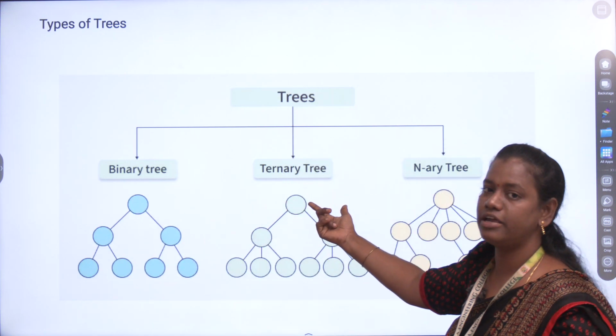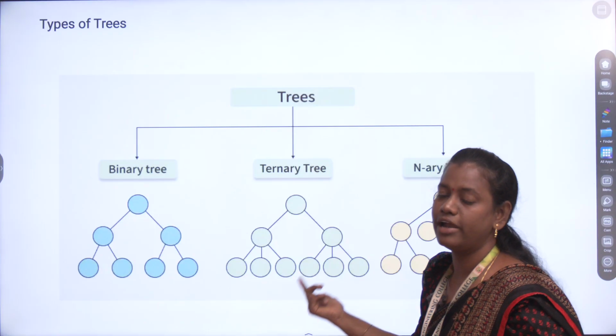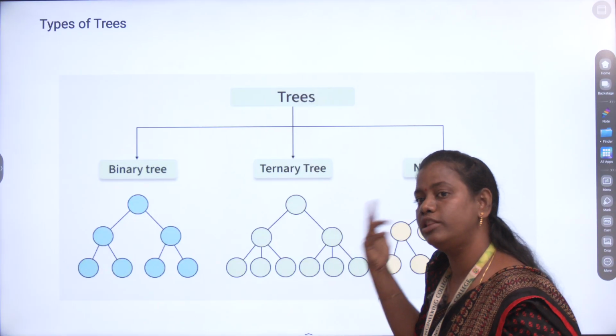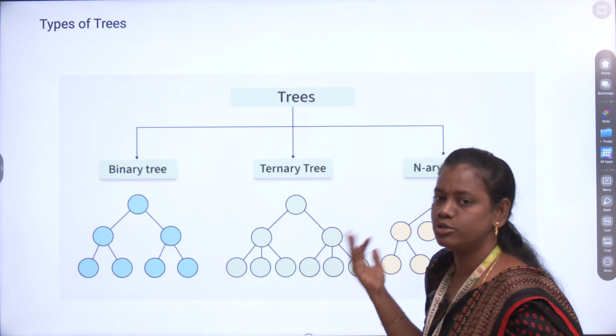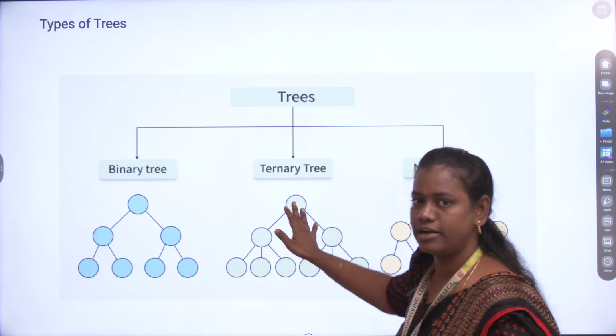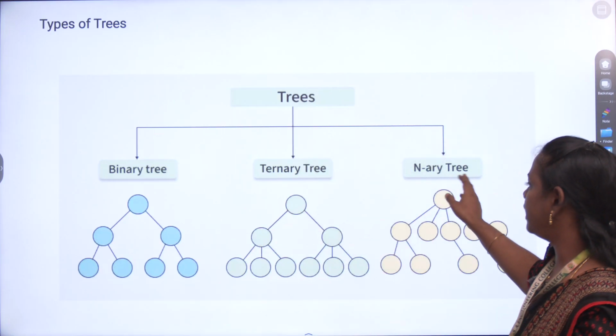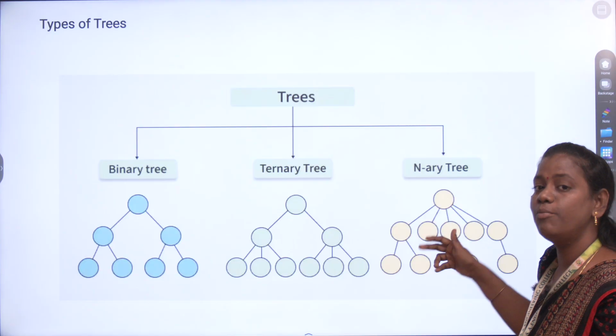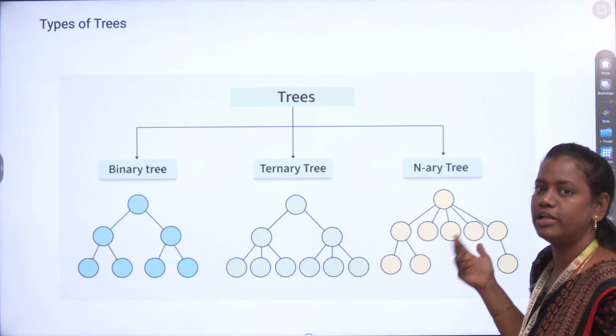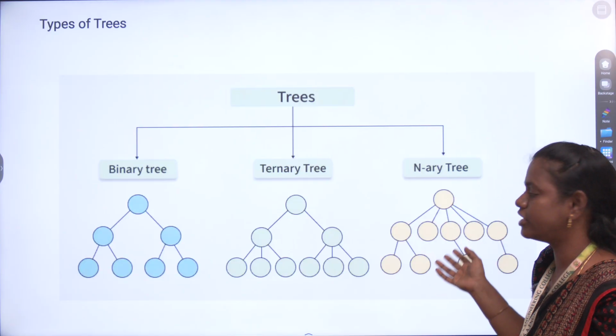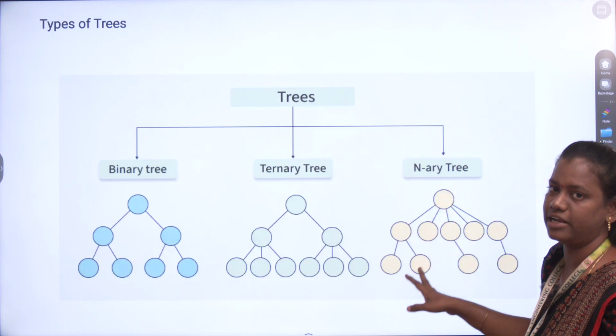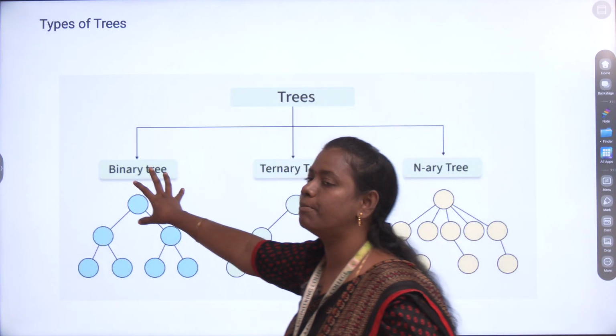And then your ternary tree is a tree which contains either 2 or 3 children. Okay, but it should not be more than 3. That is your ternary tree. And then n-ary tree means a tree can have any number of children. More than 3, if you have any number of children, then that tree is called an n-ary tree. Now we are going to focus on binary tree.